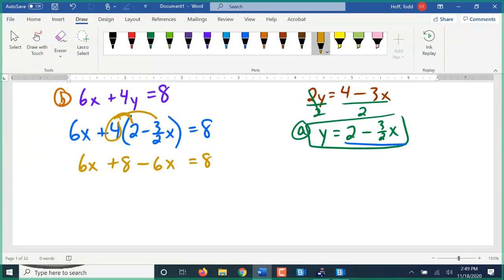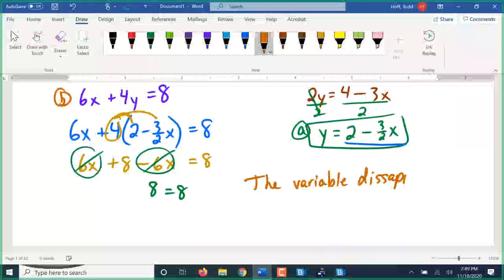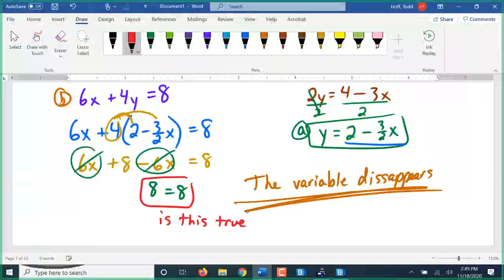Now we have to keep combining on the left side. 6x and negative 6x adds up to 0x, or just 0. So we get 8 equals 8. The variable disappears. When that happens, there's two possibilities. We have to ask, is this true? And it is. 8 does equal 8, doesn't it?